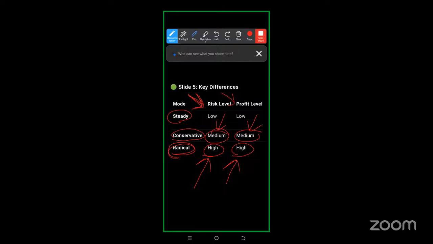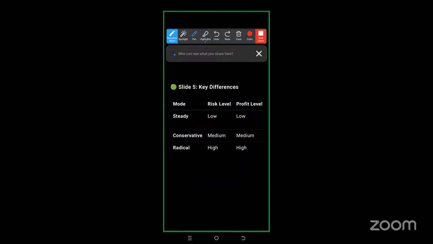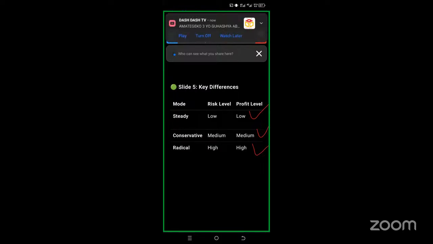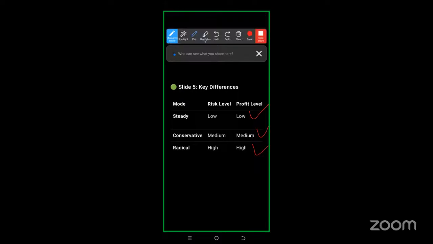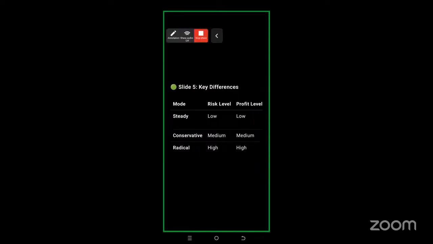Now, are you a beginner? Use steady. Are you intermediate learner? Use conservative. Are you advanced trader? Use radical. When you go in the robot, you will see difference, even in the settings, even in the percentage drop. You will see the difference. Equal margin calls, but different percentage drops. Why? Depending on the nature of the mode we are using and coin selection that we are trading in a certain mode you have chosen.